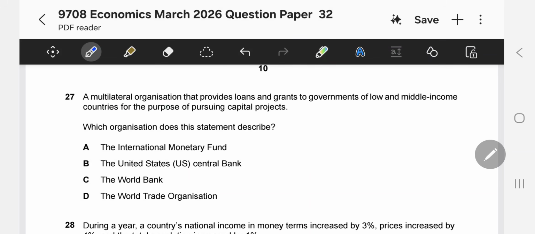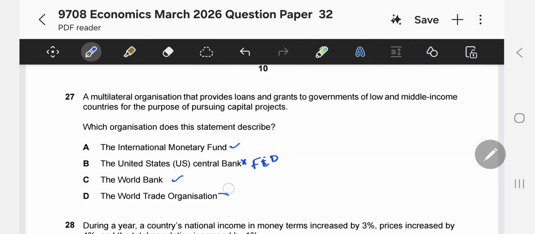A multilateral organization that provides loans and grants to governments of low-income countries for the purpose of pursuing capital projects. Which organization does this statement describe? So it's obviously not this. This is a central bank. This is the federal bank, or the Fed in the US. This one controls banking in the US. So it's probably the World Bank or the IMF.